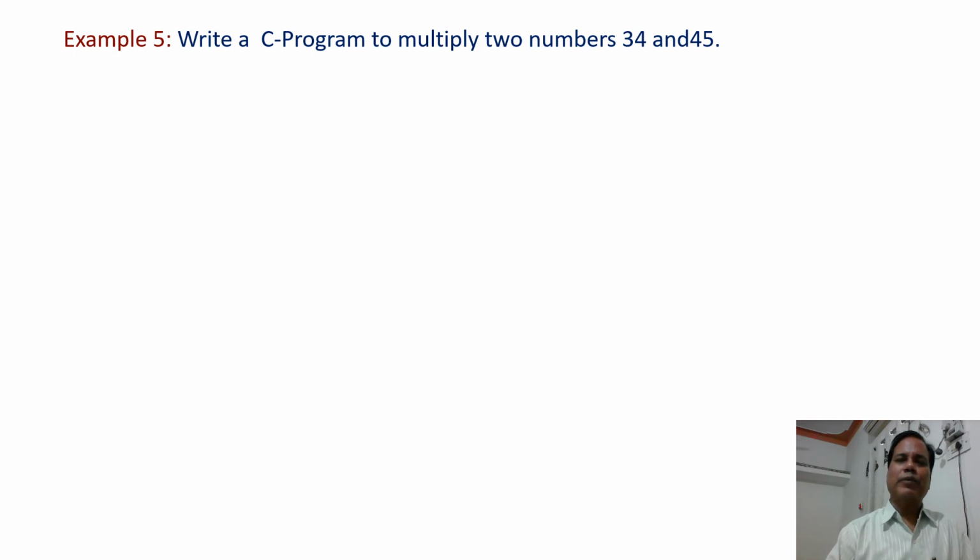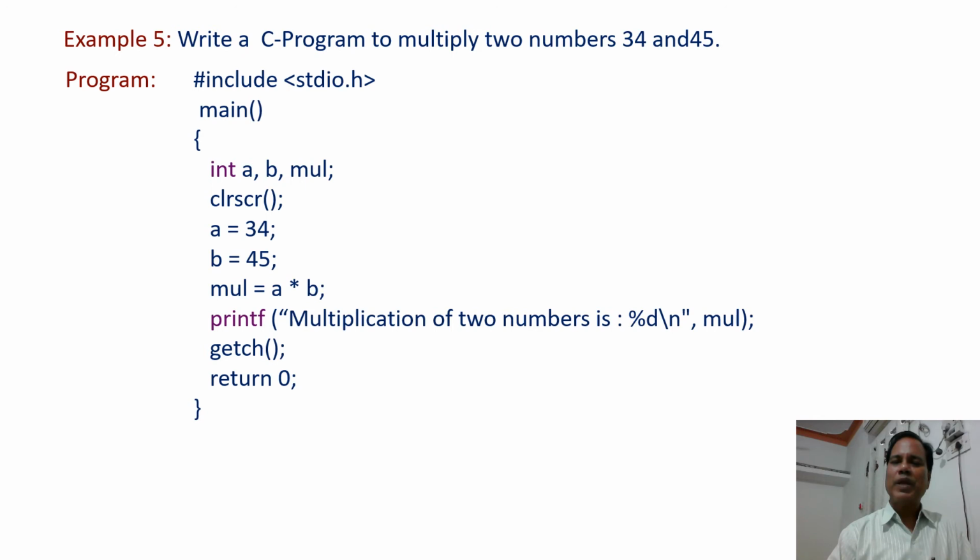Now in the next program, that is example 5, we have to multiply two numbers. So naturally in this program, we have to use the multiplication operator instead of the addition and subtraction operator. And here in this program we see that again these two numbers are assigned to the variables a and b, and one more variable is used for storing their multiplication result, that is mul. So here we write mul equal to a star b.